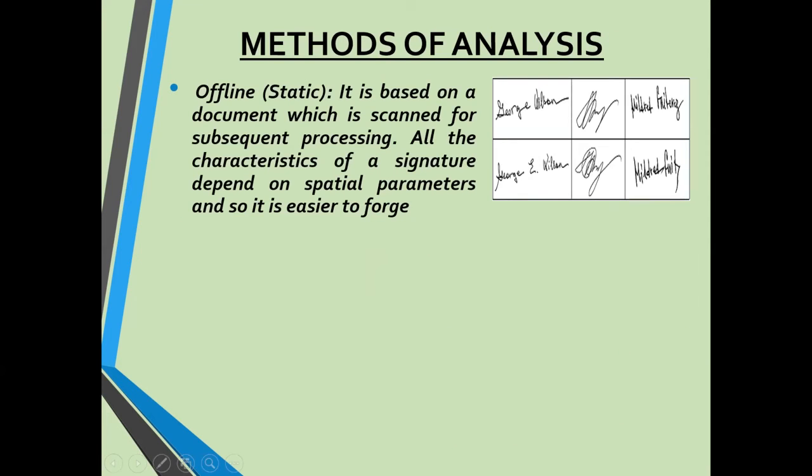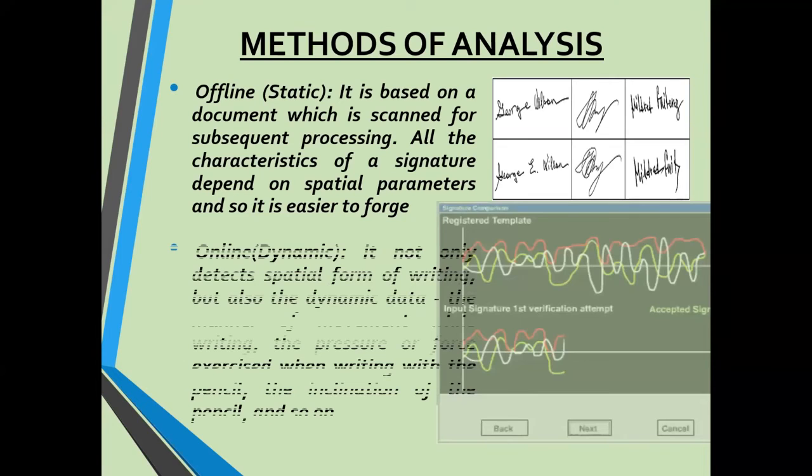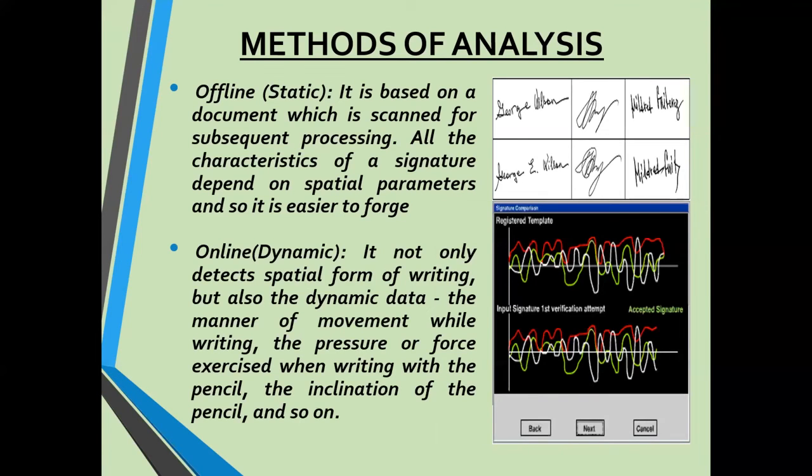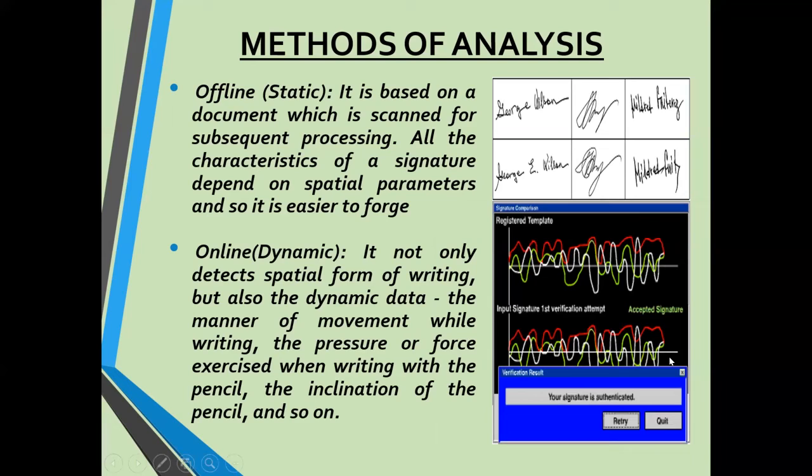There are methods of analysis: offline, which is static. It is based on a document which is scanned for subsequent processing. All the characteristics of a signature depend on special parameters, and so it is easier to forge. Online, which is dynamic, not only detects the form of writing, but also dynamic data. The manner of movement while writing, the pressure or force exercised when writing with the pencil, the inclination of the pencil, and so on. On the right side, we can see.